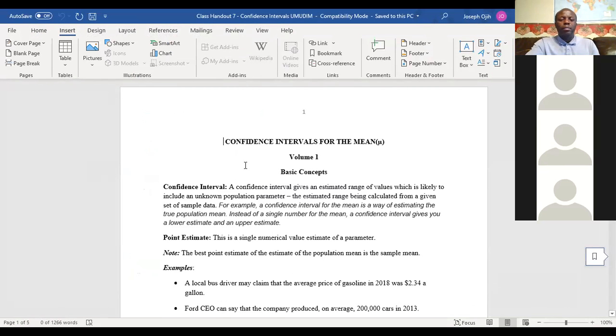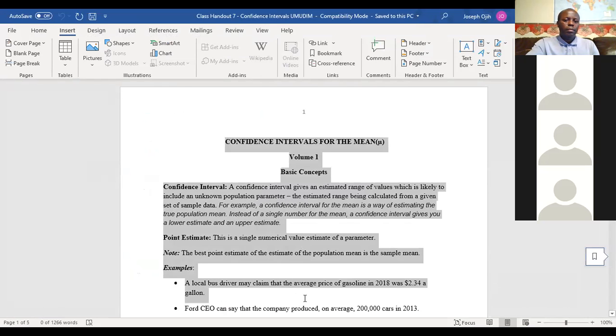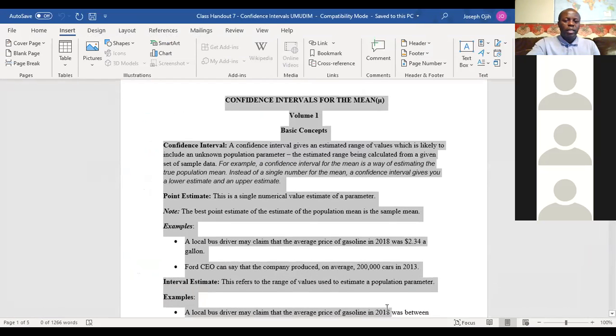You can see the screen now, right? You can see the screen.